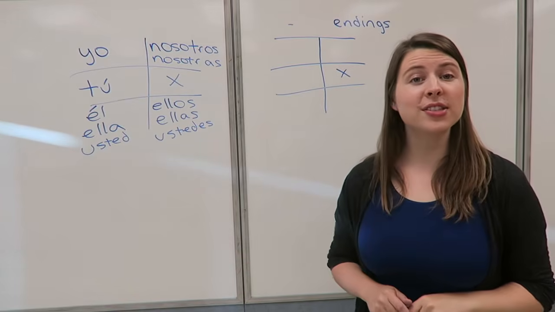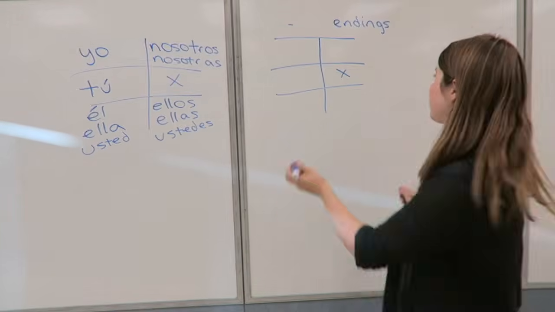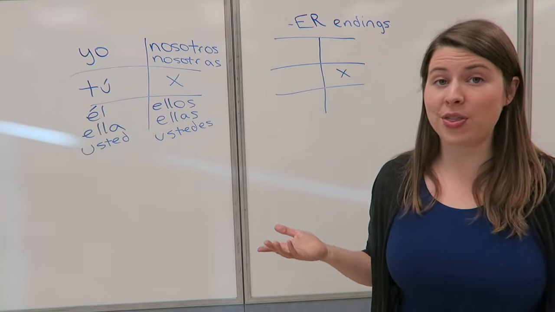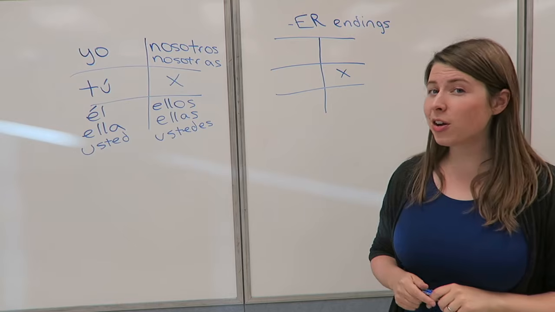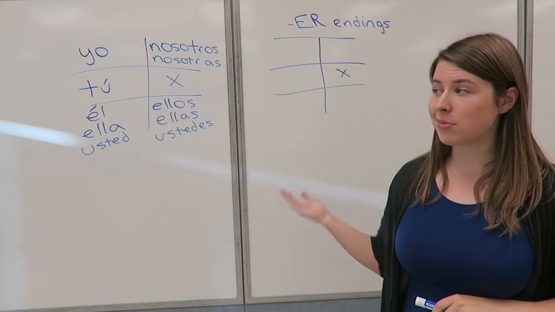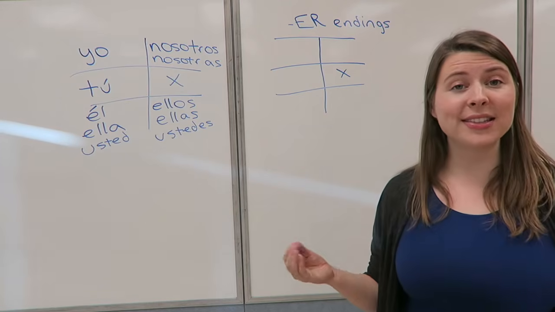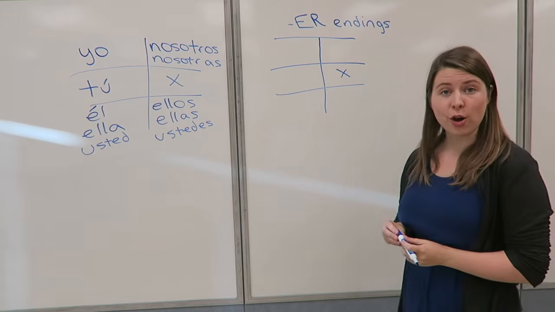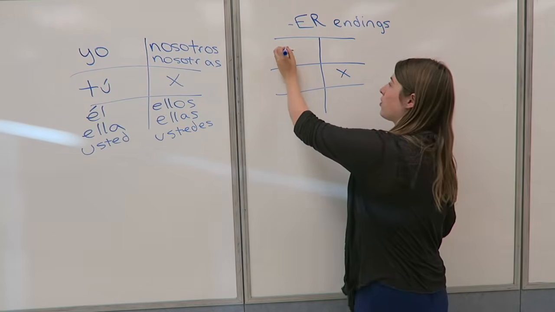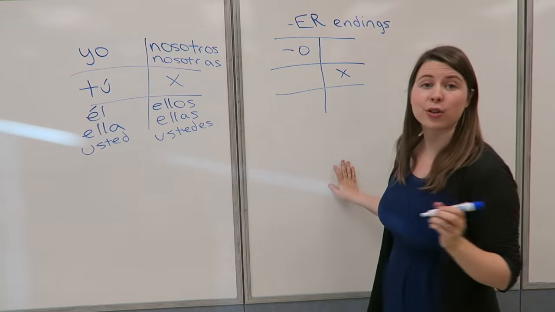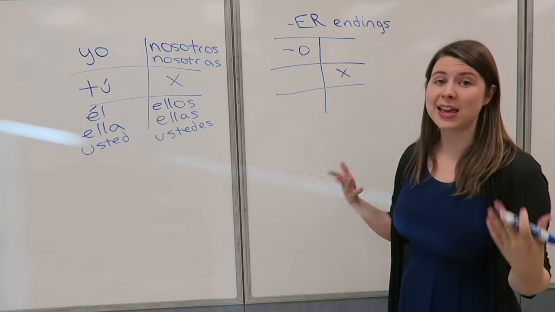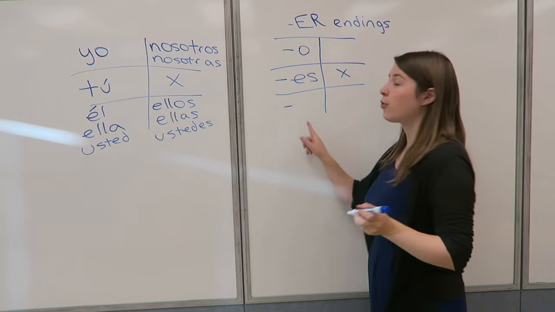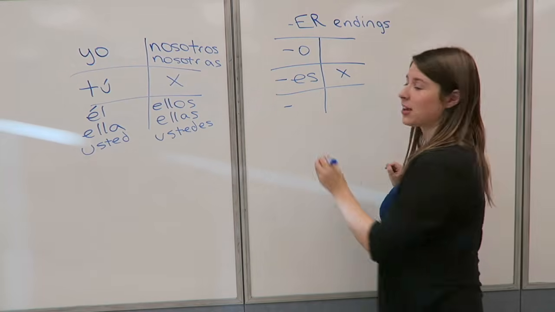Next up, let's do the same thing with ER verbs. Now, a shortcut to remind yourself of what the endings are for an ER verb, they're the same endings as the AR verbs, you just replace the A's with E's. So, for the yo form, it will be also the letter O. For the tú form, instead of AS, it will be ES. For él, ella, usted, it's going to be the letter E.